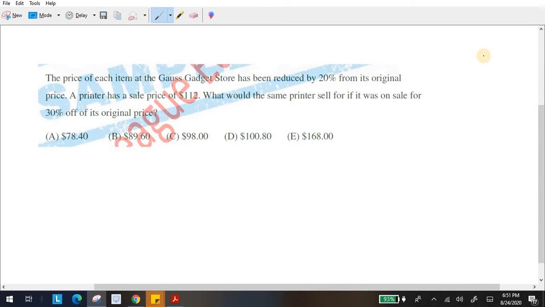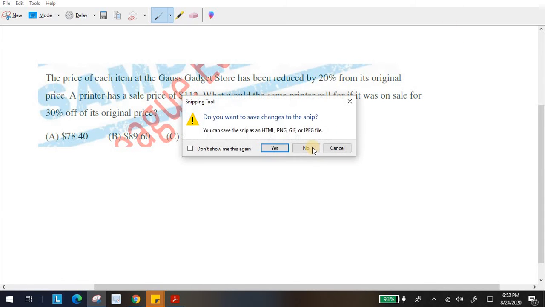Okay, 0.7, so it's going to be 7 over 10 times 140. Yeah, let's just do it that way. 14 times 7 is going to be 98. Which one? 98? Yes. Good.